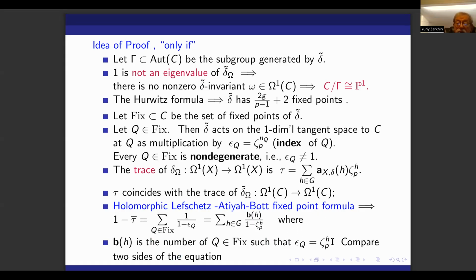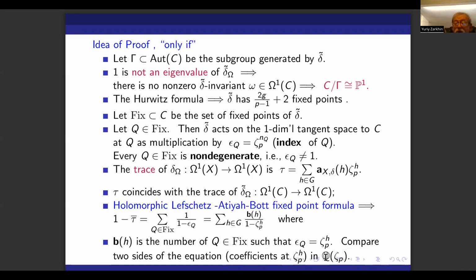Now what we need to do is just compare the two sides of the equation. On the left hand side we have this sum, on the right hand side we have this. And please take into account that the zeta p to the power h form a basis of the p-th cyclotomic field, which we consider as a vector space over Q. So basically, we just need to present this inverse as a linear combination of zeta p to the power h. That's how we get the convolution stuff.